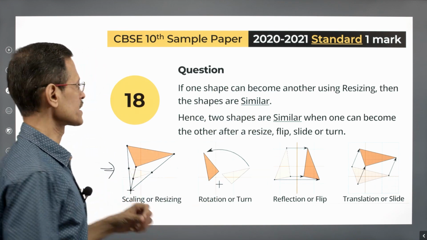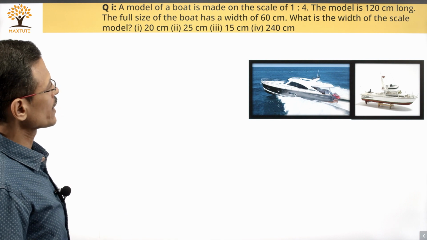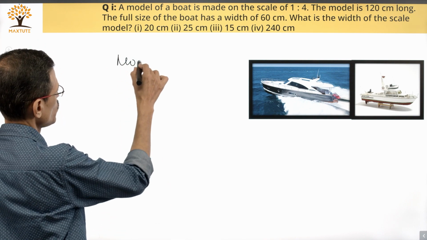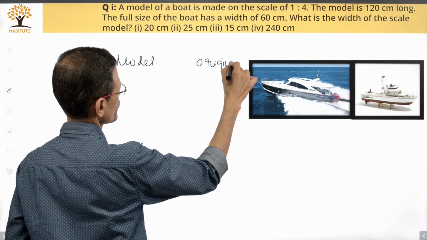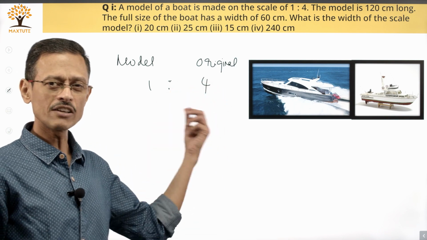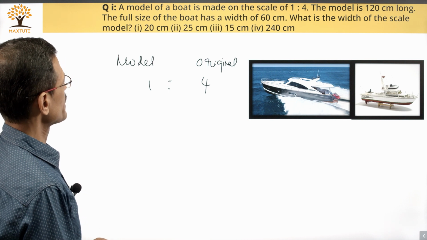With this, we are going to get started with question 18.1. The model of a boat is made on a scale of 1:4. That essentially means model, if it is 1 part, the original boat is going to be 4 parts, right? That's what 1:4 making the model essentially means. They define that in the first slide itself. The model is 120 centimeters long, right?